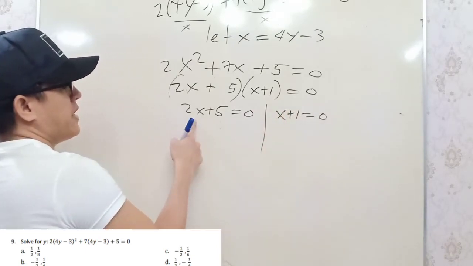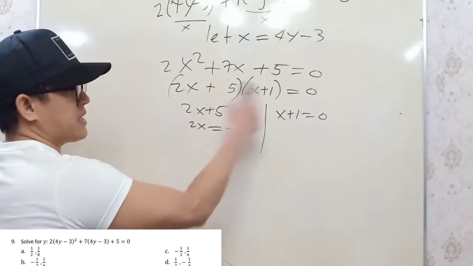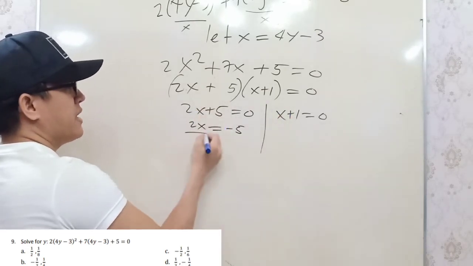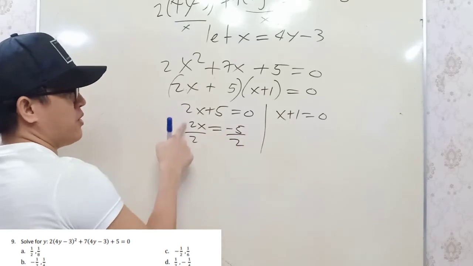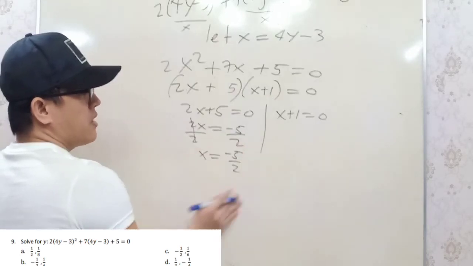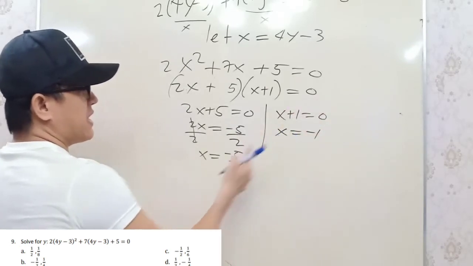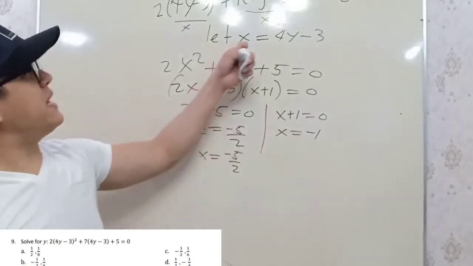Okay? Now, here we have 2x plus 5. So, 2x is equal to negative 5 kasi positive siya, transpose on the other side, that becomes negative. Divided by 2, divided by 2. Kung ano yung number dito, yun yung divisor natin. So, x is equal to negative 5/2. Okay? Now, x here is equal to negative 1 lang kasi transpose lang natin. That's it. Now, x is equal to this, but we let x to that.